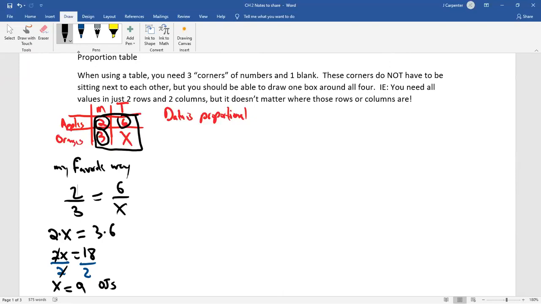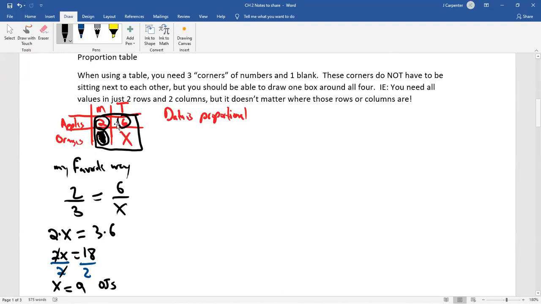So as long as we can draw a box where 3 of the 4 corners have numbers, the 4th one has to be unknown. But if this 6 wasn't here, I'd only have 2 corners with numbers. I can't do a proportion with this. That's not enough information. Or maybe it was the 3 that was missing. Maybe I got the 2 and the 6. That's not enough to do a proportion because I only have 2 numbers out of that box I draw.